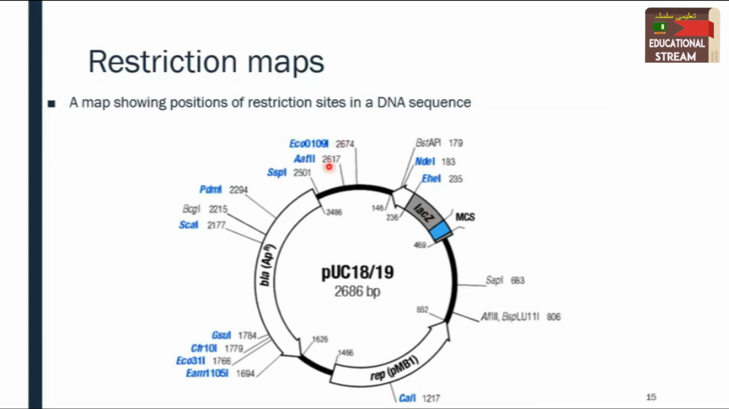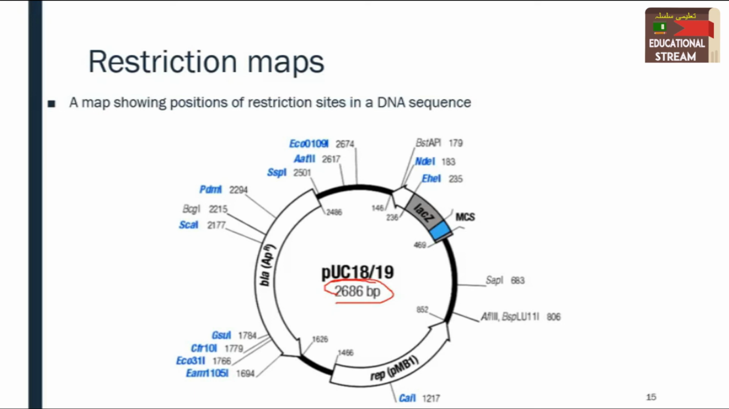Here you can see the restriction map of the plasmid vector, which is pUC18 or pUC19. The size of the vector is 2686 base pairs. And here is the sequence of the multiple cloning site in the lacZ gene.